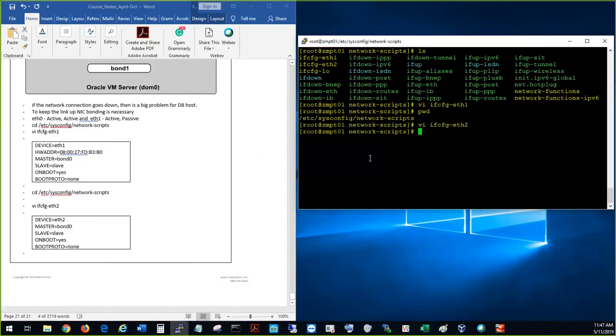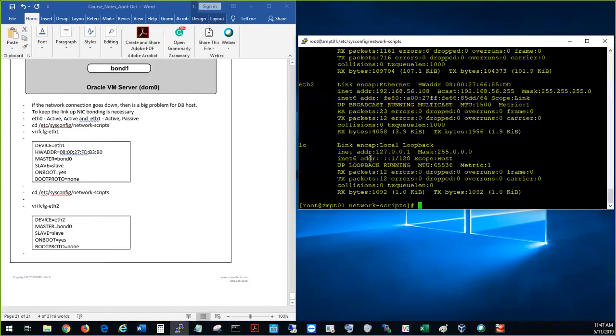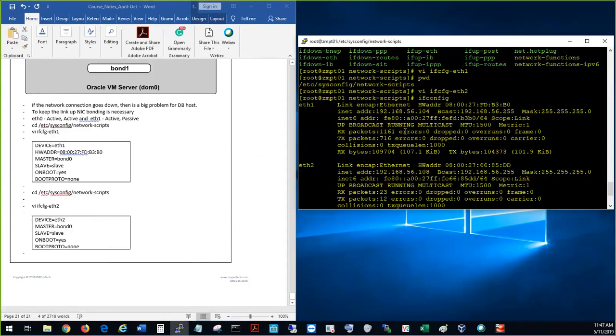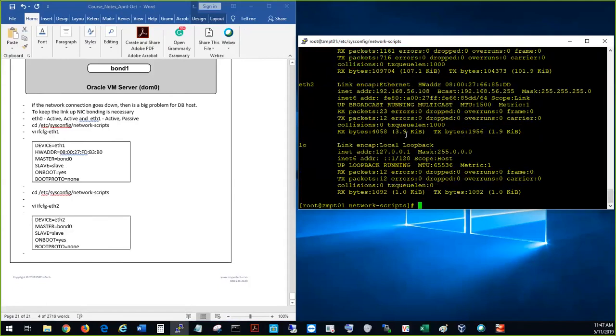Okay, then I'm going to type ifconfig. Nothing should change here unless you start the network, or restart the network scripts. Okay. All right, so we've done this here.